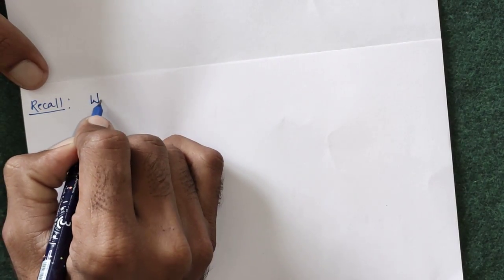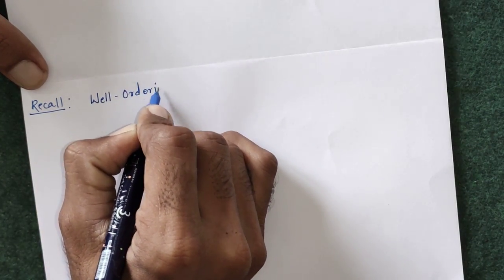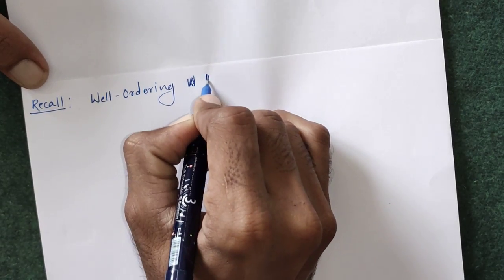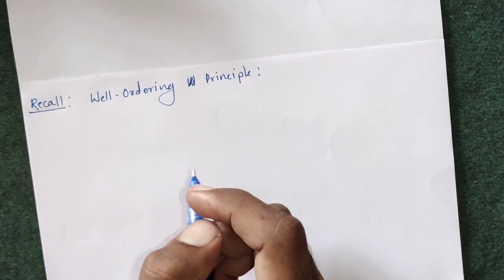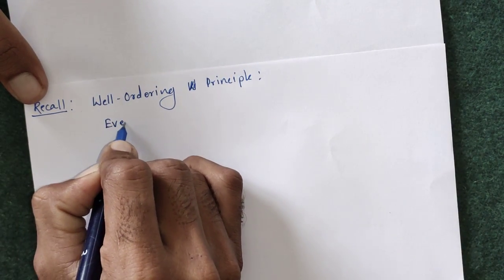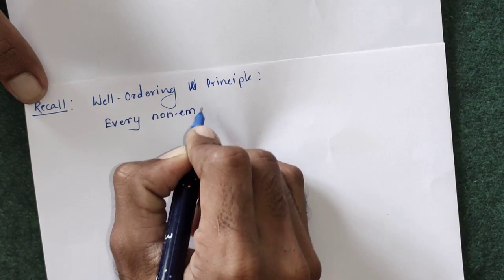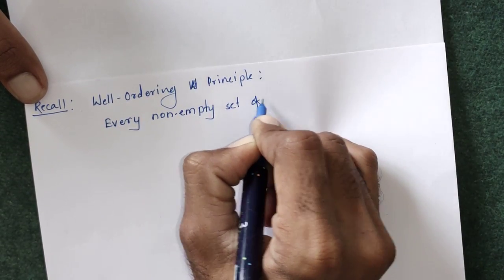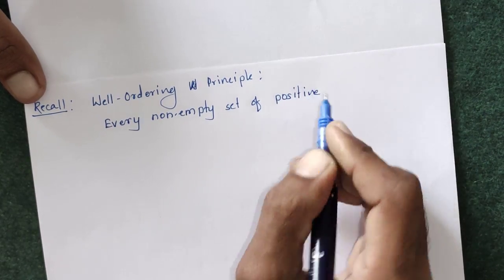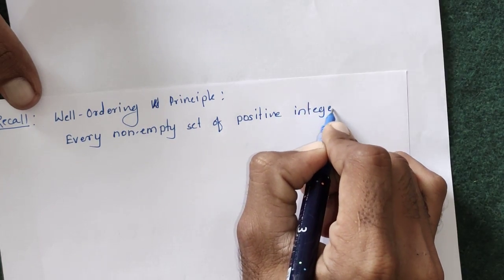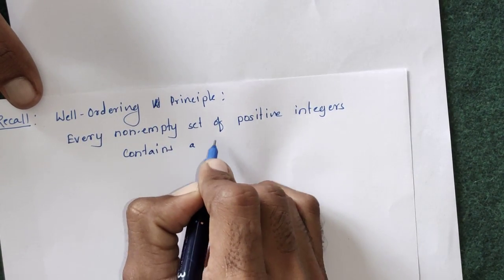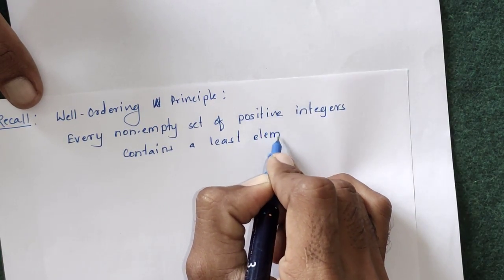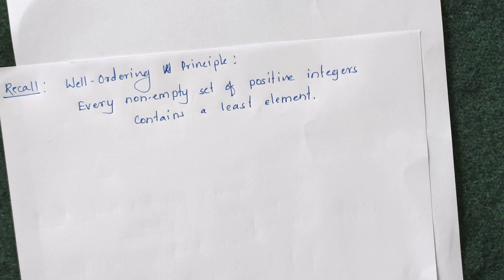Well ordering principle. The well ordering principle states that every non-empty set of positive integers contains a least element, which means every non-empty set of positive integers contains a smallest number.